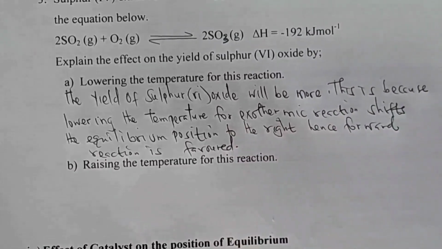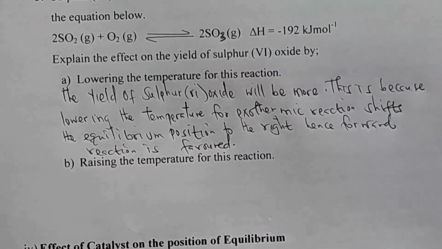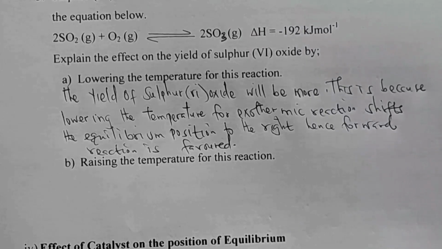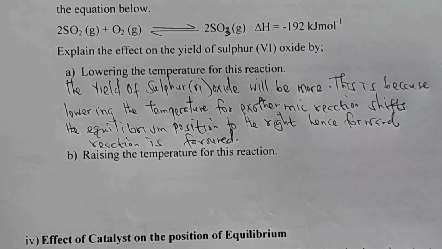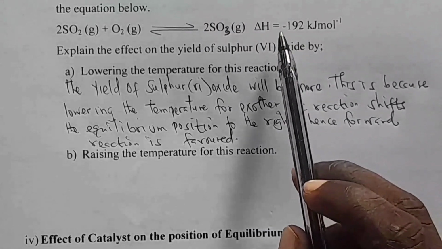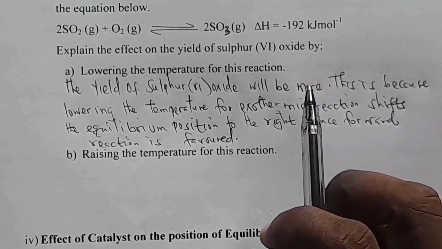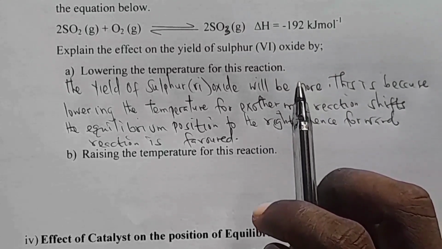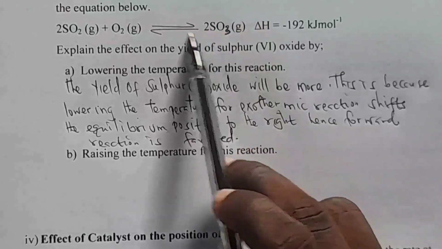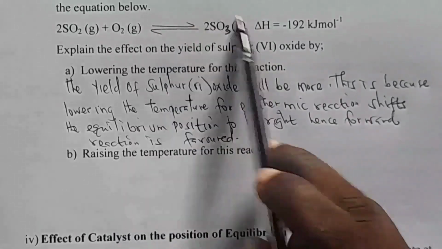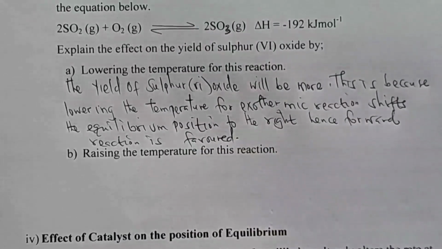Full stop. That's our reason. Part B, we are told raising the temperature for the reaction. Raising the temperature means increasing the temperature for the reaction. And here we are having an exothermic reaction. So that means if we increase the temperature, it favors the endothermic process, and that's the backward reaction. That means the yield of sulfur 6 oxide will decrease or reduce.